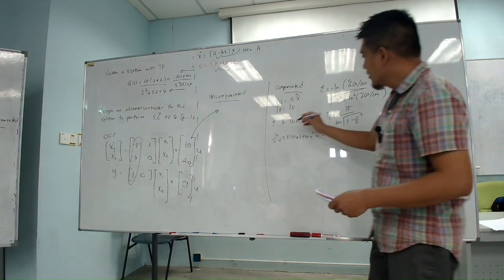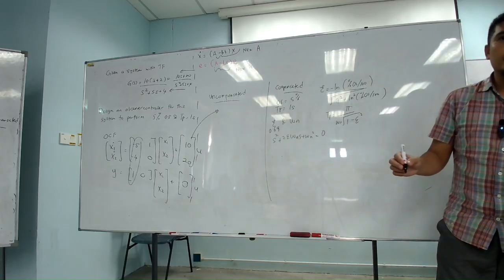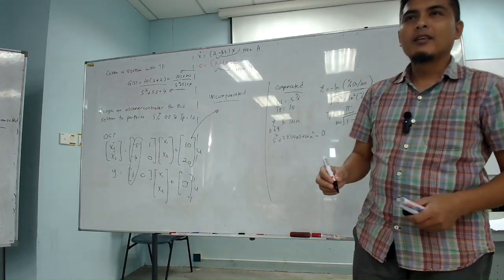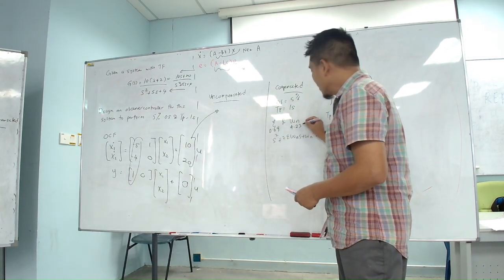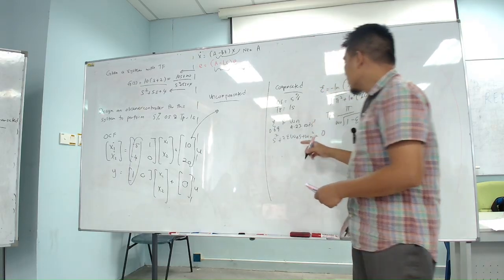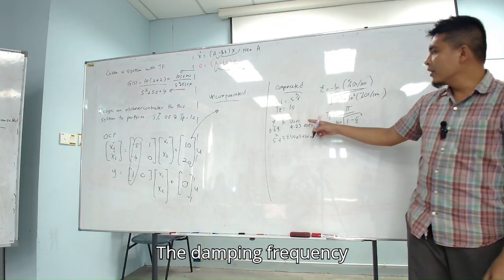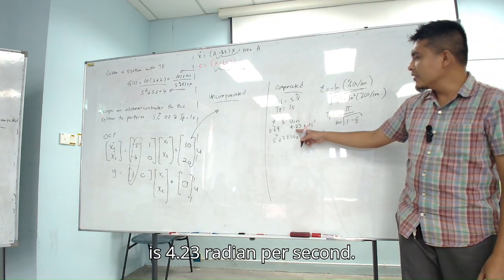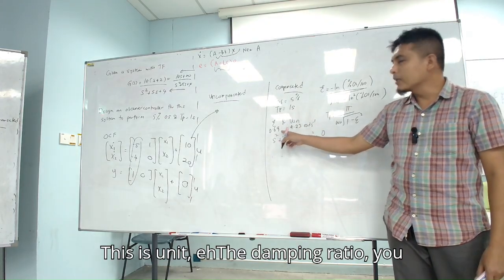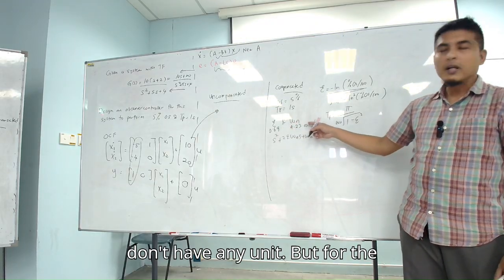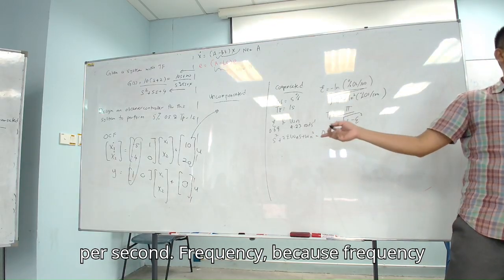So this one is 0.69, and omega n is 4.23. The damping ratio is 0.69. The damping frequency is 4.23 radian per second. The damping ratio doesn't have any unit, but the damping frequency has a unit, radian per second, because it is a frequency.